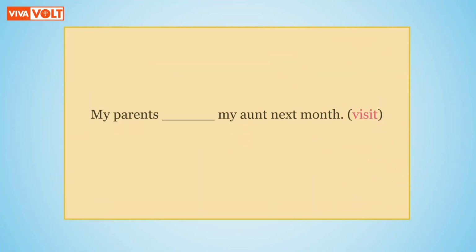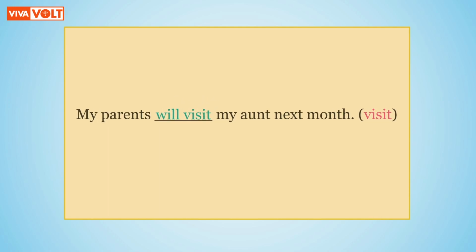Take a look at this sentence and the verb in brackets. Now fill in the blank with the future tense form of the verb. My parents blank my aunt next month. The verb in the bracket is visit. The answer is will visit. Will plus visit. My parents will visit my aunt next month.